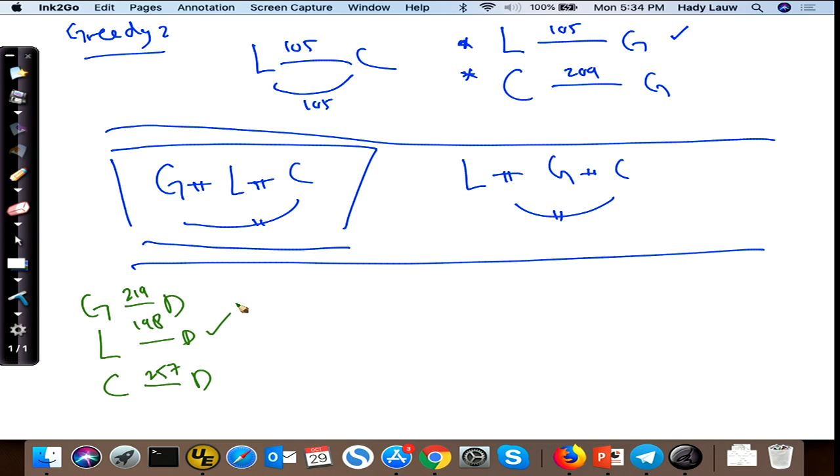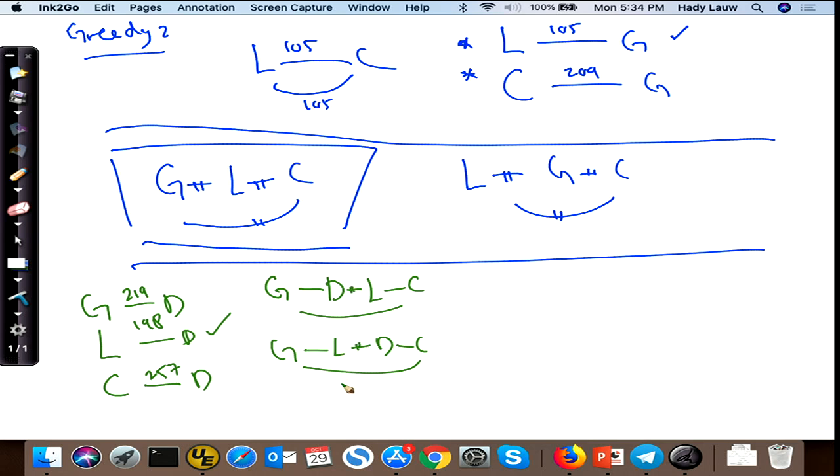Now, what does it mean to be next to L? It could be before L or after L. That means now I'm going to look at the possibility of GDLC or GLDC. So I have two options by placing D next to L, because D could come on the left or D could come on the right. So then I'm comparing these two options to see which one is smaller.